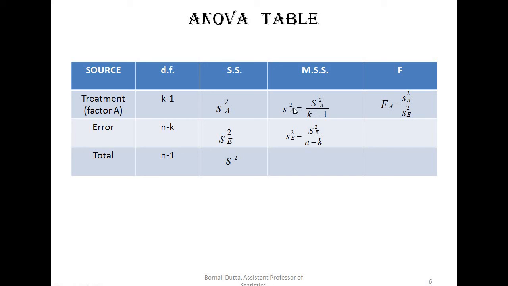So how did we get the treatment mean sum of square? We divided the sum of square due to treatment by its degrees of freedom. Similarly, for the error mean sum of square, what have we done? We divided the sum of square due to error by its respective degrees of freedom. And finally, to get F, what do we have to do? We have to divide the mean sum of square due to treatment by the error mean sum of square.